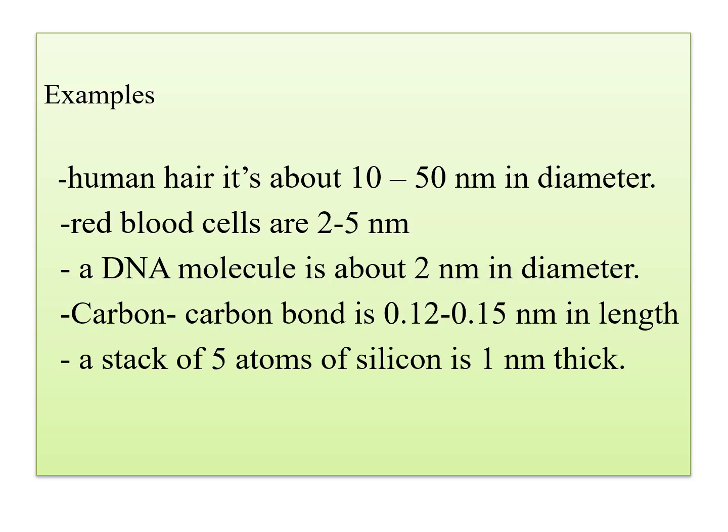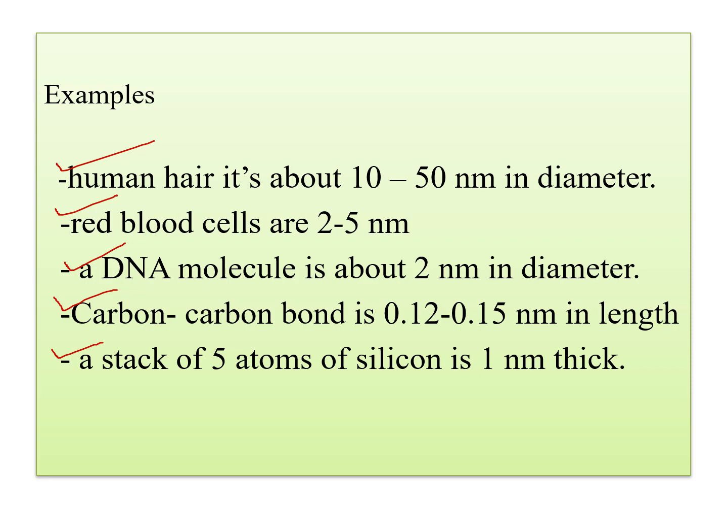So for example, in day-to-day life we come across different examples like human hair. It is about 10 to 50 nanometer in diameter. Then red blood cells which are 2 to 5 nanometer. Then a DNA molecule is about 2 nanometer in diameter. Then the carbon-carbon bond, it is about 0.12 to 0.15 nanometer in length. Then we can say that if we stack 5 atoms of silicon, it would accommodate the size of 1 nanometer thickness.